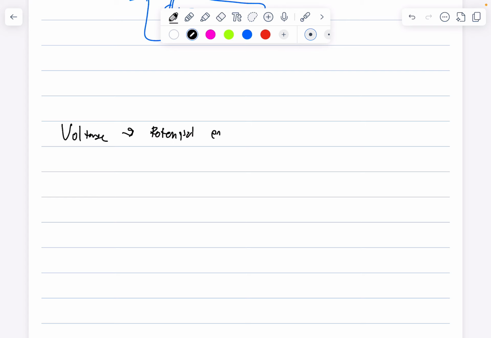Potential energy, right? Just because there's voltage doesn't mean there's current. If there's current, there's always voltage, but just because there's voltage doesn't mean there's current. What do I mean by that?